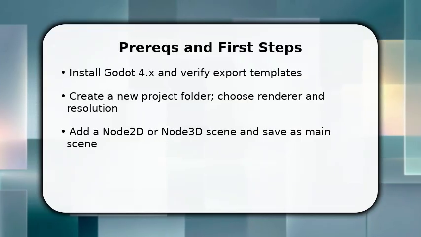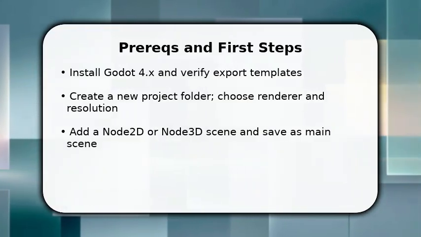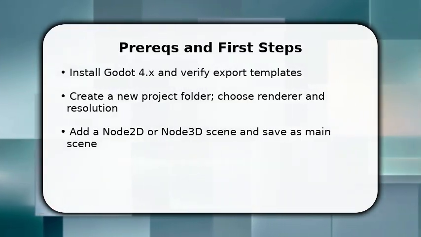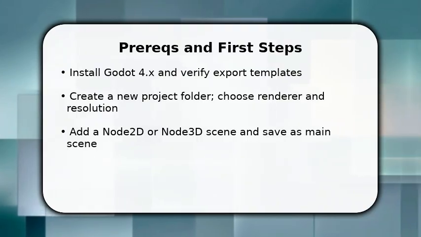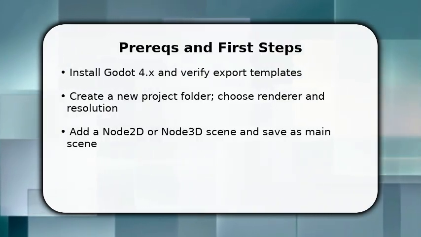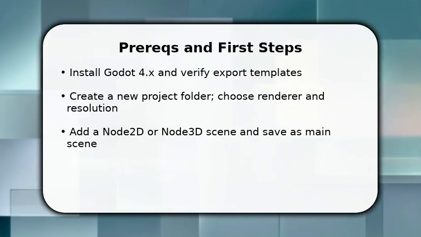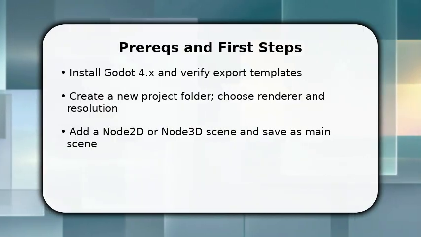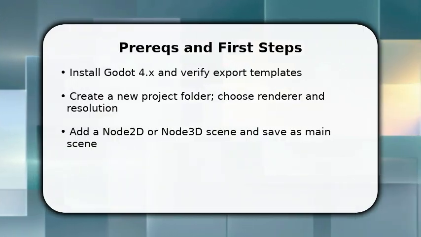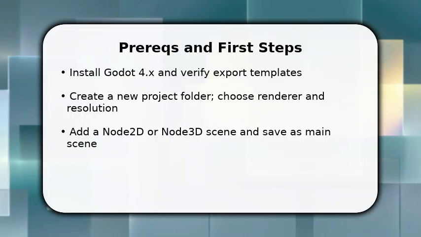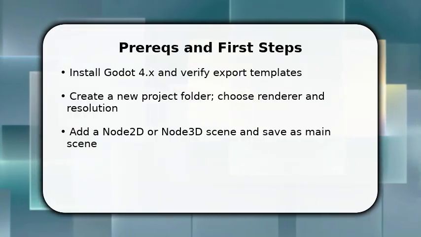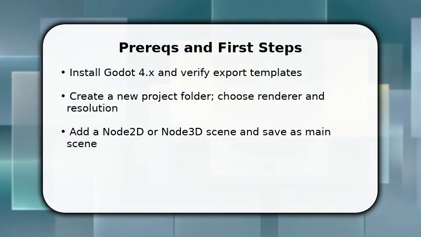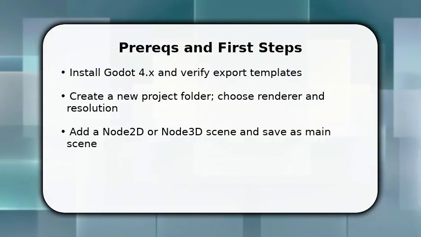You'll start by ensuring Godot 4 is installed and export templates are ready. This avoids build errors later. Next, create a new project in a dedicated folder so assets stay organized, and pick renderer and base resolution to match your target. Once done, add a root scene such as Node2D for 2D or Node3D for 3D, save it as main scene, and set it as the project's main scene. Now you have a working project to script.